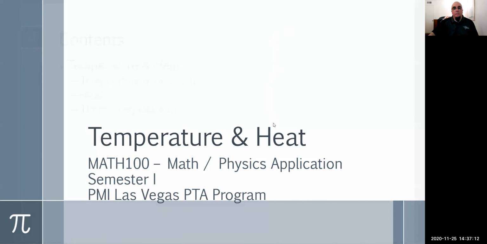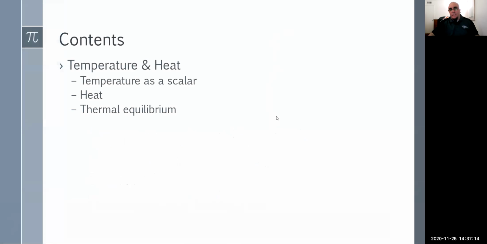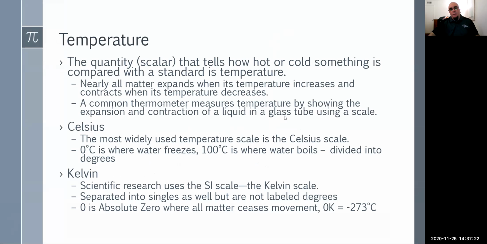Temperature and heat. So we're going to talk about temperature as a scalar, talk about heat, and mainly talk about thermal equilibrium. That's the main thing that we need to cover for human bodies, right? So temperature, we've talked about scalars and vectors. Temperature itself is a scalar. It just tells you how hot or cold it is. It doesn't tell you that it's getting hotter or getting colder. It just tells you where it is.